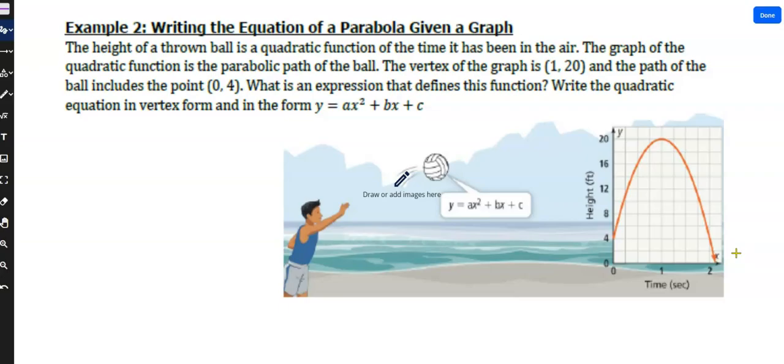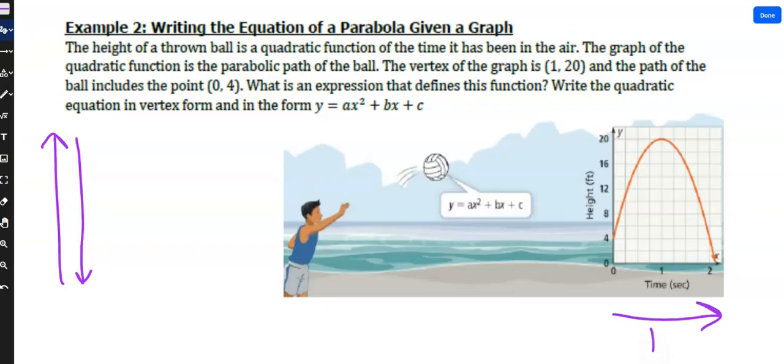So I don't really totally agree with this particular question because the height of a thrown ball is a quadratic function of the time it has been in the air. This ball literally could go straight up and come straight back down. It has nothing to do with the path that it traveled. Now, yes, if you throw a ball, it will follow a parabolic path, but that's not, so this is a little bit misleading. The graph of the quadratic function is a parabolic path of the ball. It is not following, I mean, literally the ball could go up and come back down.